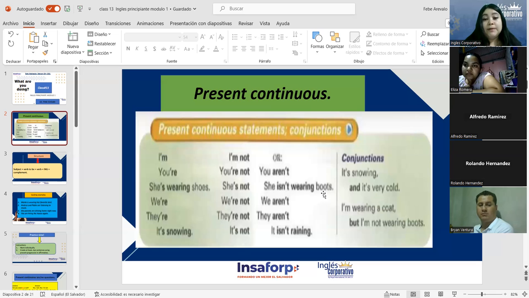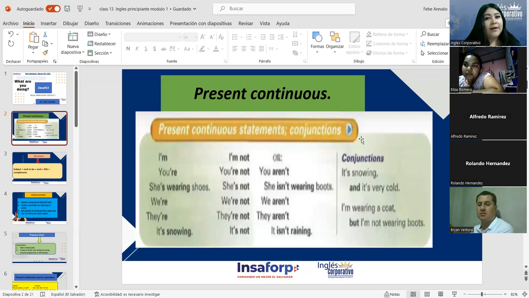You're not wearing boots. You aren't wearing boots. She's not wearing boots. She isn't wearing boots. We're not wearing boots. We aren't wearing boots. They are not wearing boots. They aren't wearing boots. It's not raining. It isn't snow. No, perdón. It isn't raining.